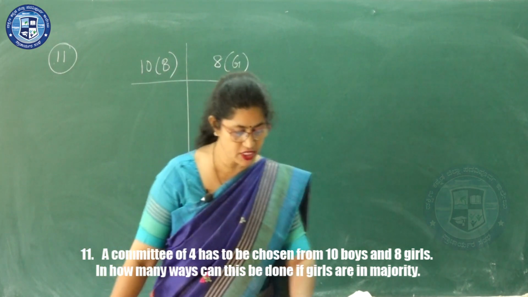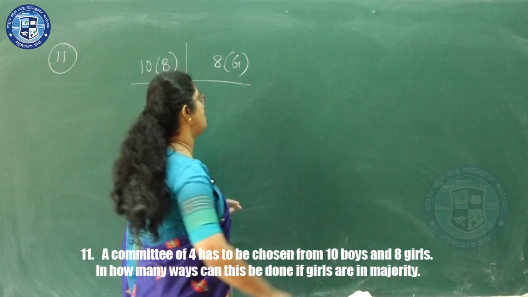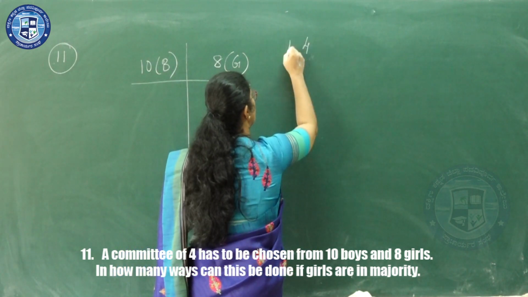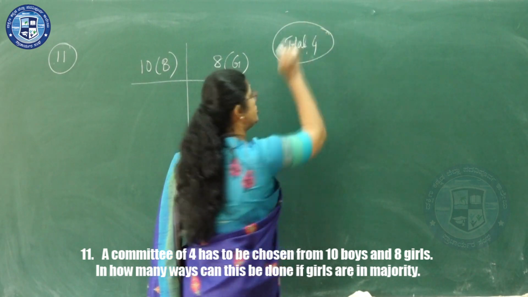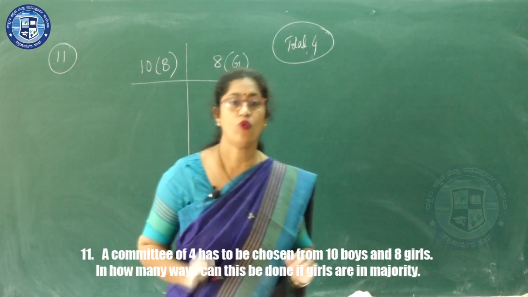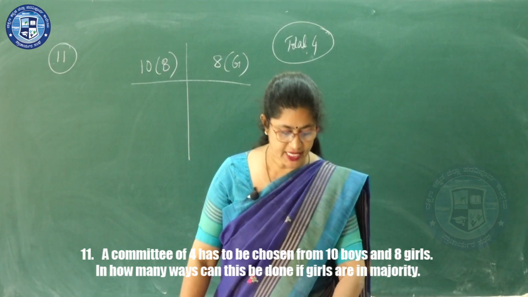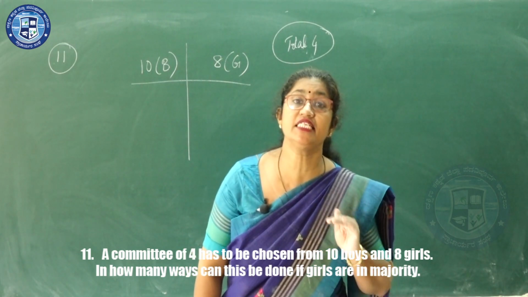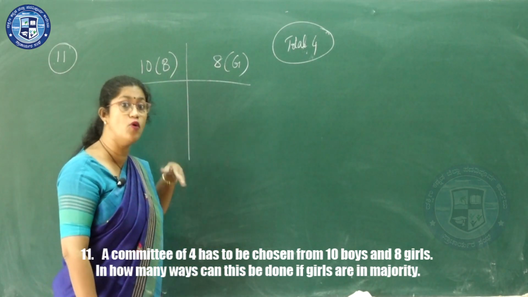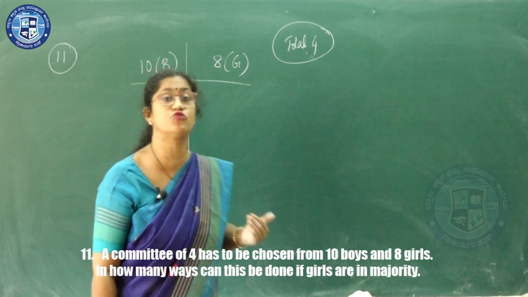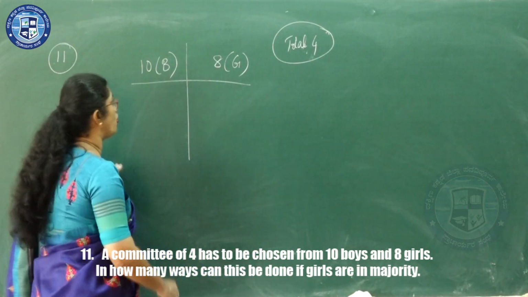I have to choose a committee of 4 people. So the total people should be 4. I have to totally choose 4 people. What is my condition? The condition is the girls should be in majority. So the number of girls should be more. It cannot be equal. It has to be more than the number of boys.